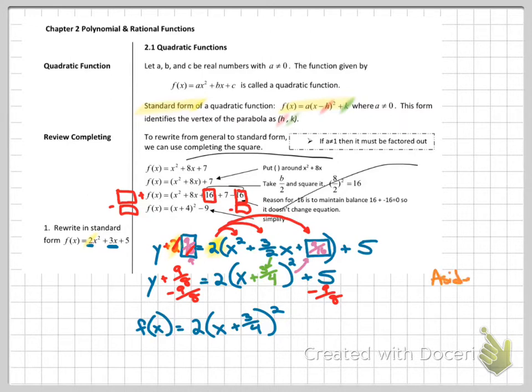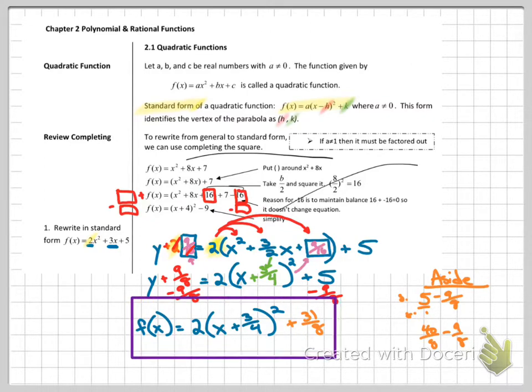Anytime I need to do some scratch work, I just write aside. I'm doing 5 minus 9/8, common denominator, times 8 times 8. So I'm really doing 40/8 minus 9/8, which is going to give me 31/8. So this is, again, what our book calls standard form.